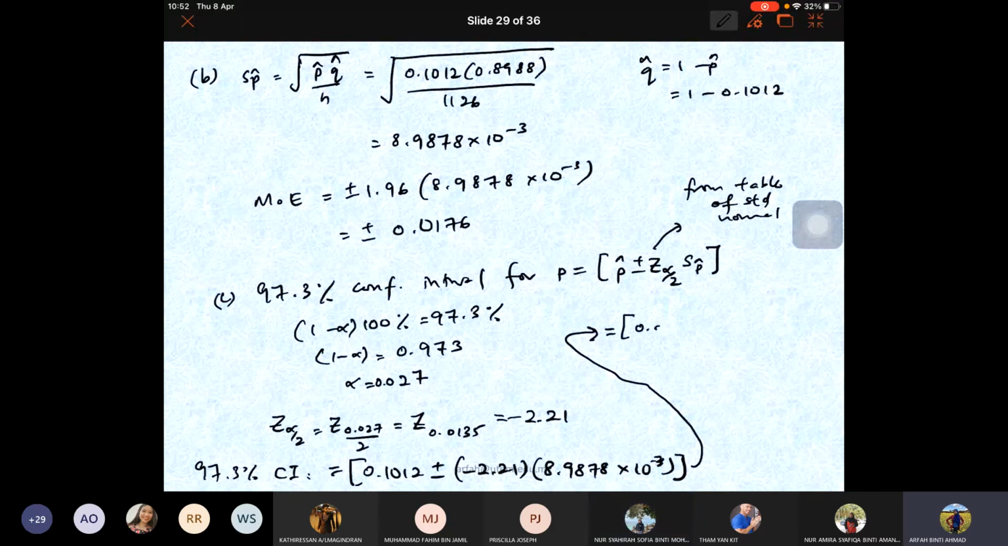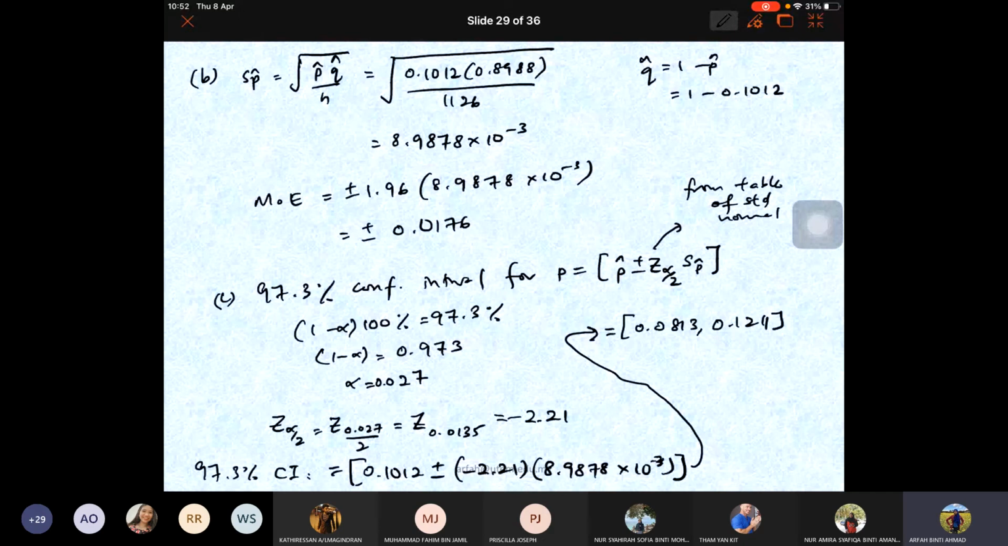Lagi satu. Ya, lagi satu. Sorry. 0.1211. Betul. 0.1211. Okay. So ini adalah dia punya interval.